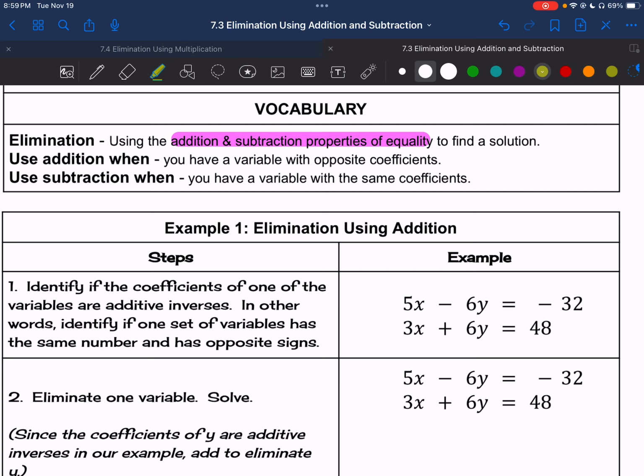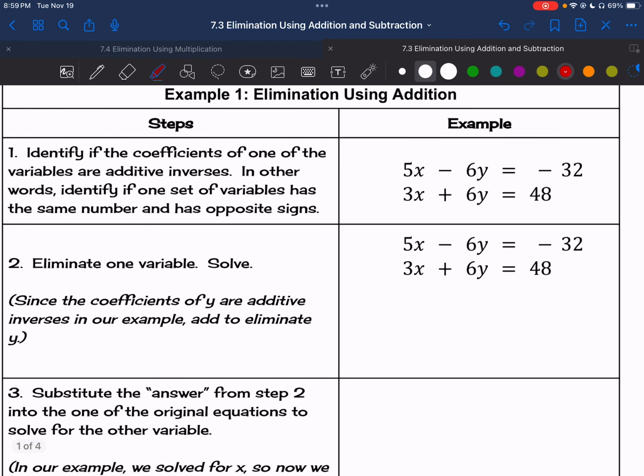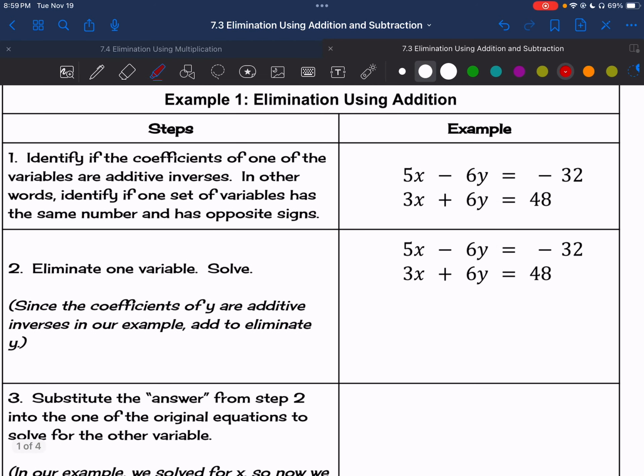Now, when do we want to use addition? We're going to use the addition method when we have variables with opposite coefficients. And we're going to use subtraction when we have variables with the same coefficients. All right, so let's start walking our way through the elimination using addition.